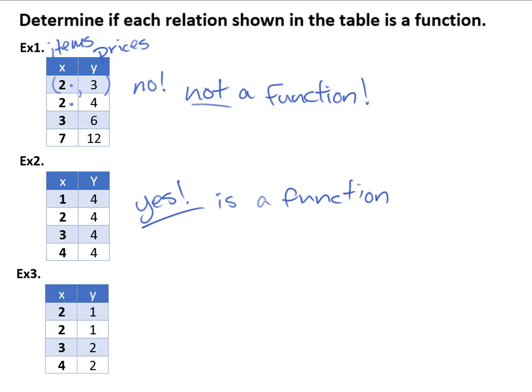Okay, our last example here in this section, again, we can see we've got some items down here, and I do, once again, see this repeated item. However, it has the same price. Is that okay, other than it being an unnecessary repeat? Yes, this is also a function. Okay, so a red flag is repeated x values, but we need to check if the y values match, it's okay. If they're different, not okay, not a function.